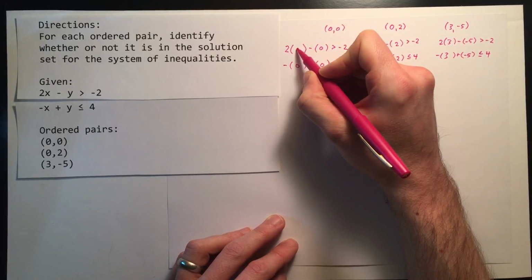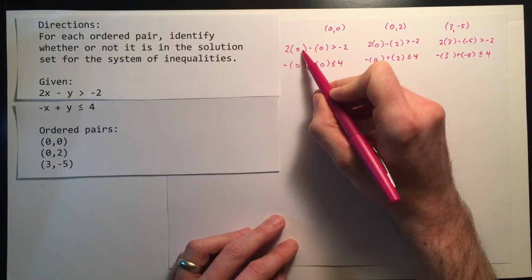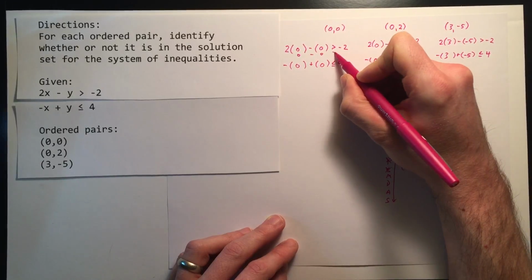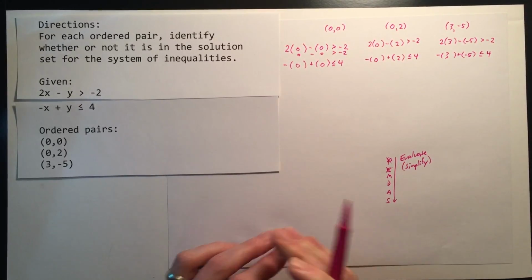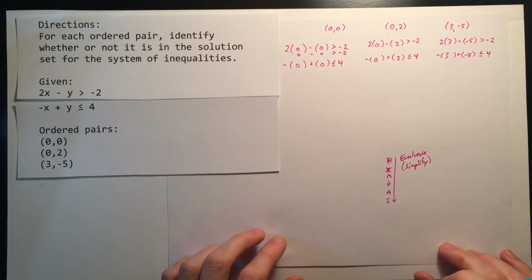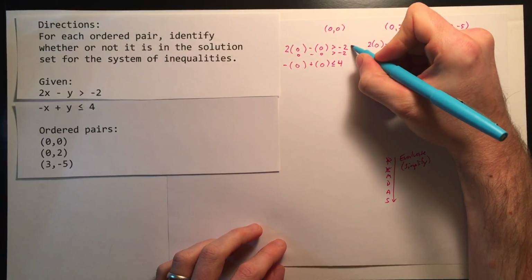And we've got 2 times 0 makes 0, and minus 0 is greater than negative 2. Is 0 minus 0 greater than negative 2? So 0 is greater than negative 2. If you had $0, that's better than if you had negative $2, right? Negative 2 would be like you owe somebody $2. Okay, so this one is yes.